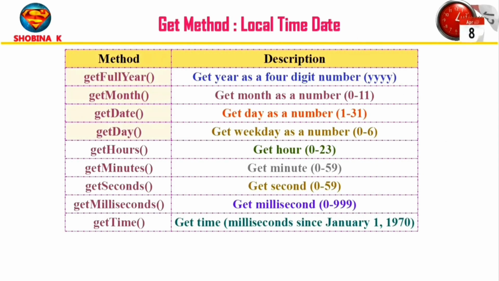Here is a list of date methods to retrieve the various dates from the date object in JavaScript. getFullYear is used to get the year. getMonth will get the month from 0 to 11. getDay is used to get the weekday as a number from 0 to 6.